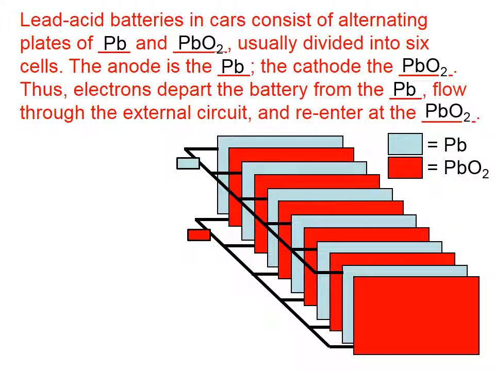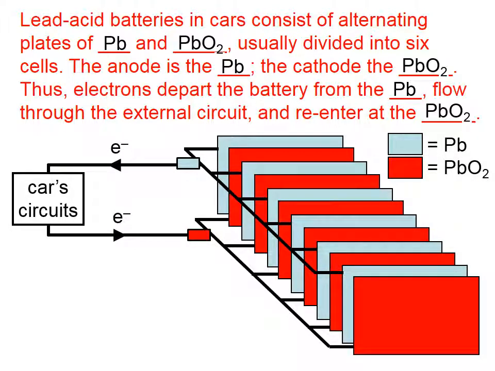Electrons depart the battery from the lead, because that's the anode, and they flow through the external circuit and re-enter at the lead-4 oxide. Electrons go from the negative battery terminal, which is usually blue or black in color, and flow into the positive terminal, which is almost always red in color. Now it turns out that physicists consider the direction of charge flow to be from positive to negative, when in reality what's flowing is electrons and they flow in the opposite direction, but that's not a topic that we want to get into.